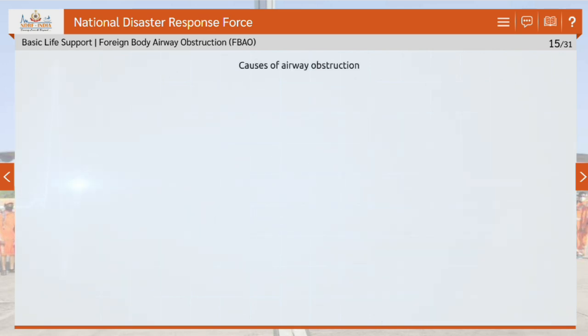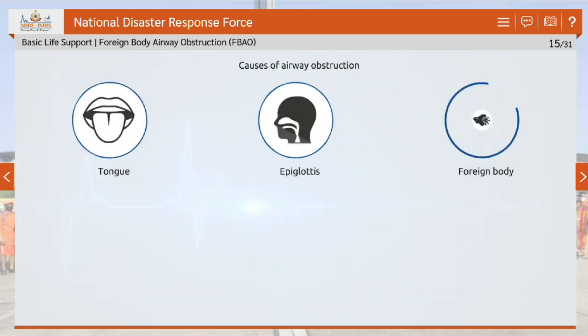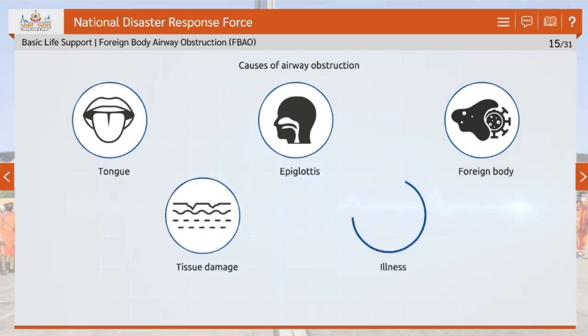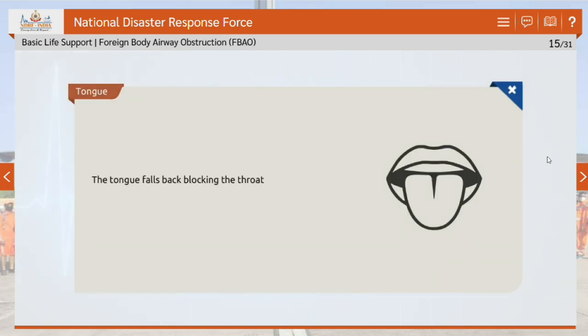Let us look at the causes of airway obstruction. These could be tongue, epiglottis, foreign body, tissue damage or illness. Click each to know more. The tongue falls back blocking the throat. This problem is common in unconscious patients.